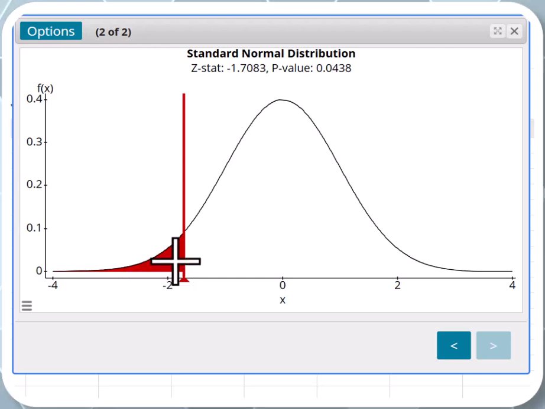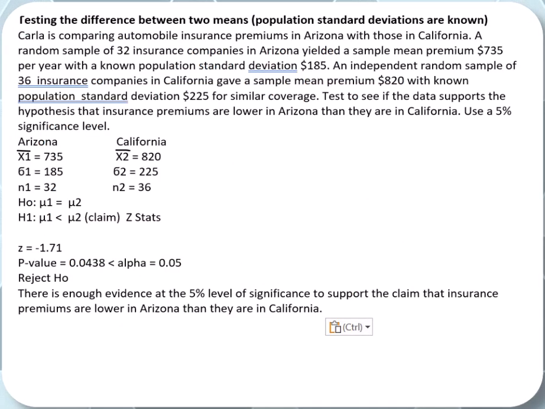So let's go back to the question and finish the remaining steps of the test. Z is negative 1.71, p-value is 0.0438, which is less than alpha. If p-value is less than alpha, you need to memorize that, you reject the null hypothesis. And if we reject H0, and the claim is in H1, then you support the claim. You say there is enough evidence at the 5% level of significance to support the claim that insurance premiums are lower in Arizona than they are in California.